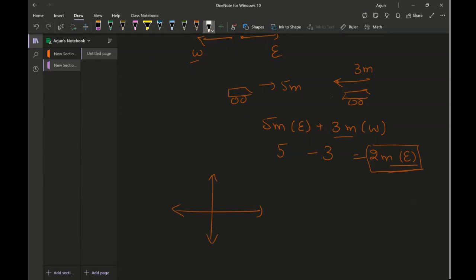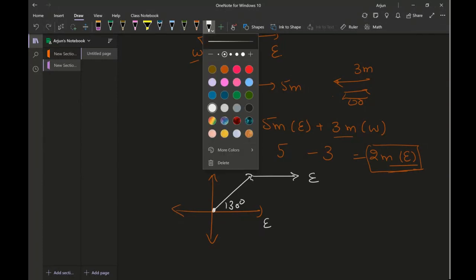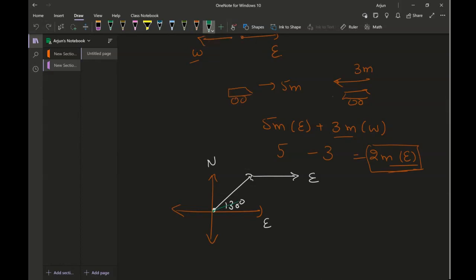Now, if the object is covering certain displacement along the two axes, what do I mean by that? If this is the object which is moving like this, it is covering displacement not only in the east direction, it is also covering displacement in the north direction. Let's say this angle is 30 degrees. Then it also covers displacement in the east direction. After that, it moves like this. So first it moves in the northeast direction, then in the east direction, or maybe some other direction. Now I want to find the resultant displacement in this case. The resultant displacement will be from the origin point to this point.